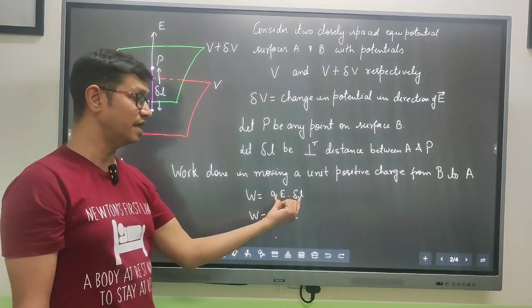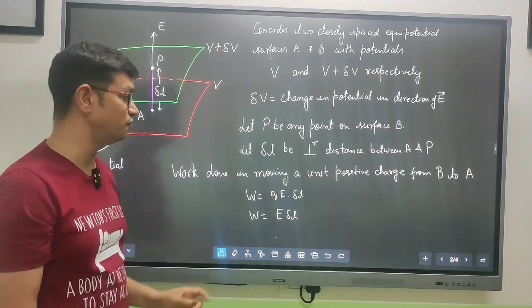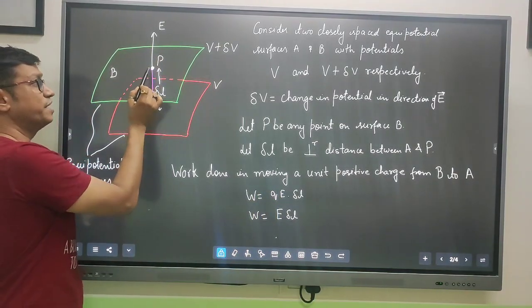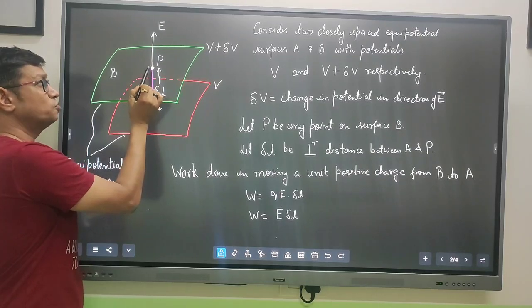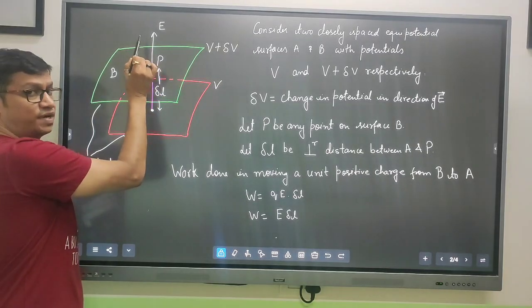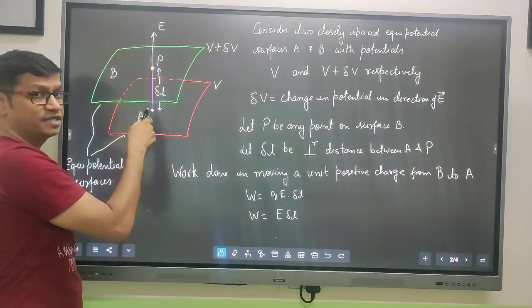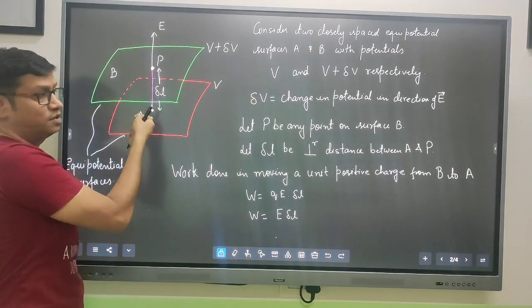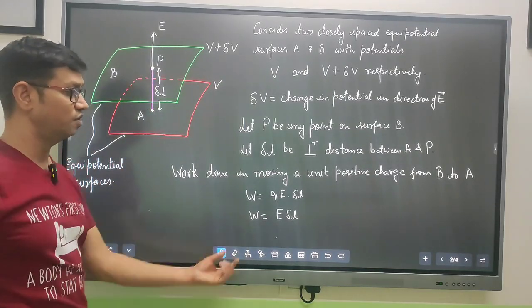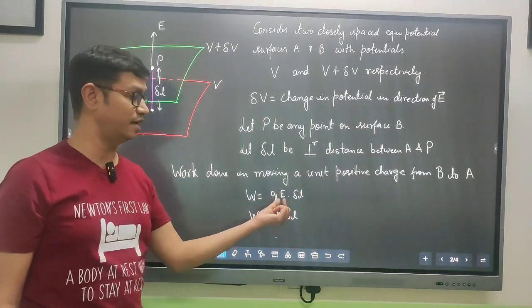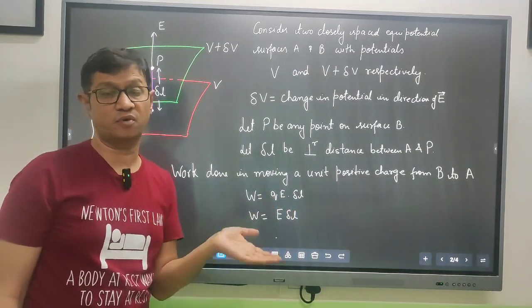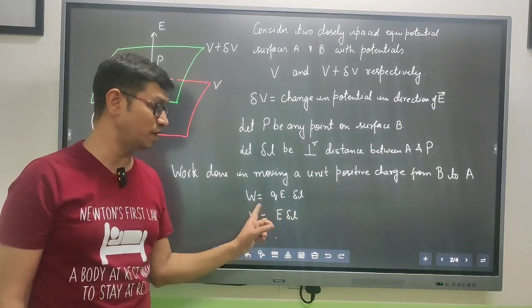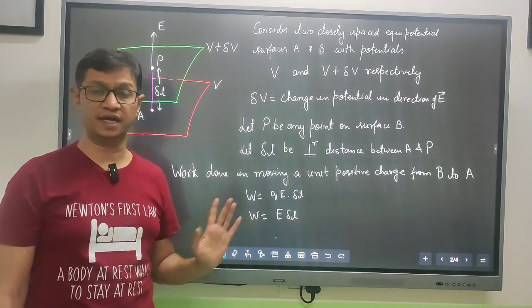Now why is it positive? Because if you see here, the electric field is like this. So when you are bringing a positive charge, the force of the electric field will be along the direction of the electric field. So you will have to apply an external force, which will be in the direction of displacement. So this work done will be positive, which is Q into E into delta L. Now Q is 1 because we are talking about a unit positive charge. So taking Q as plus 1, this turns out to be W is equal to E into delta L.